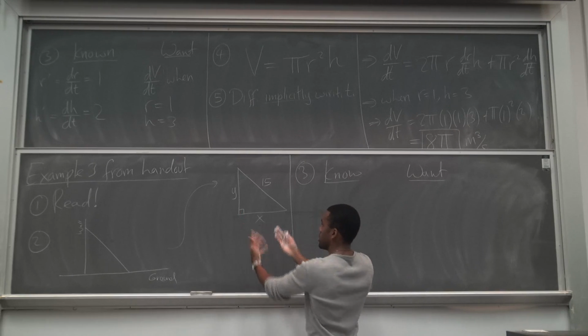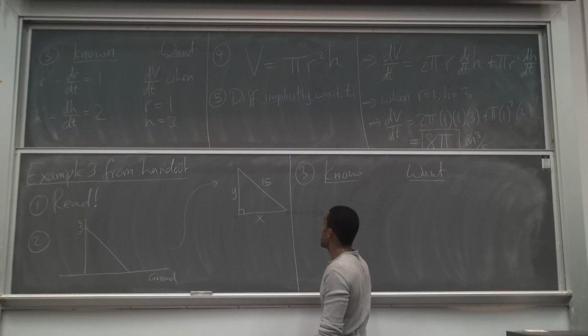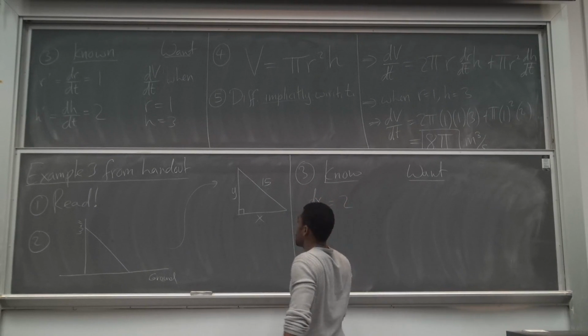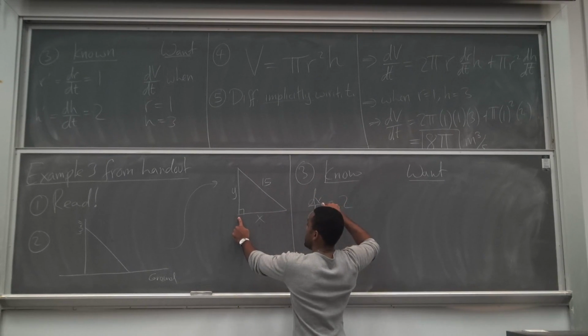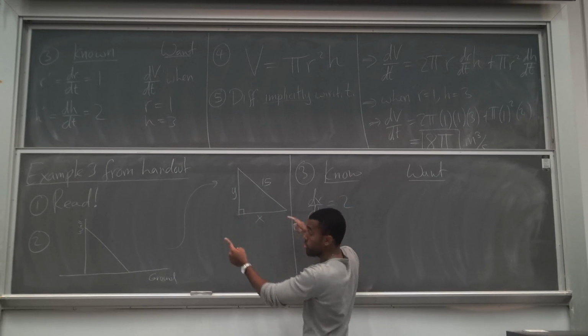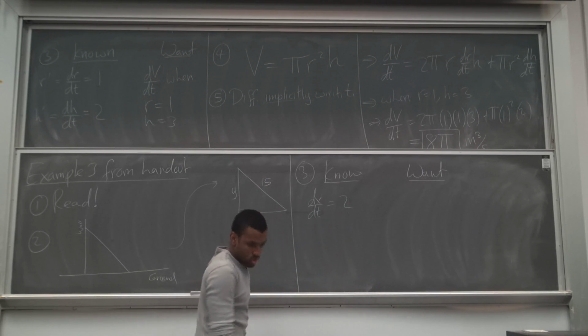So let's talk about the rates. I know the ladder is 15. We know dx/dt is 2. When this is moving away, it's increasing by 2. We'll talk about positive and negative signs in future examples, but that's a 2. What else do I know?